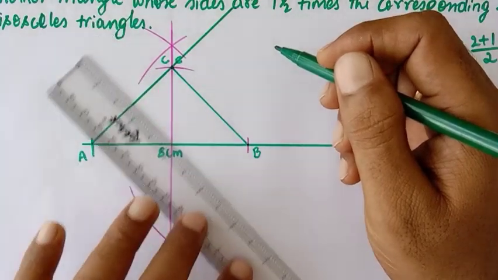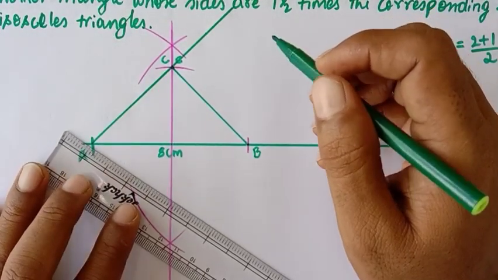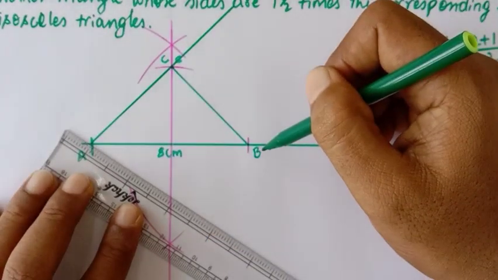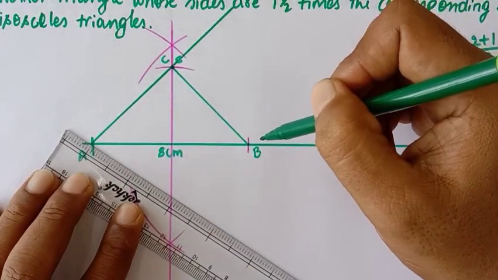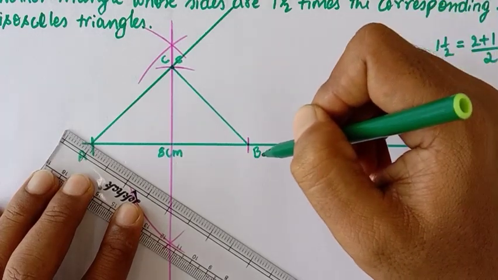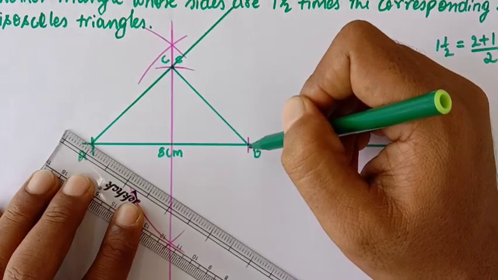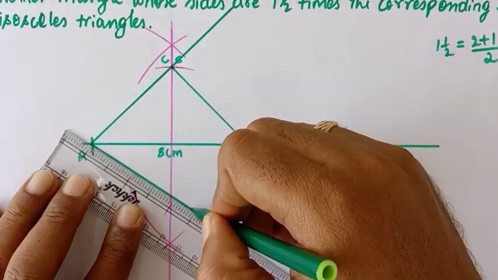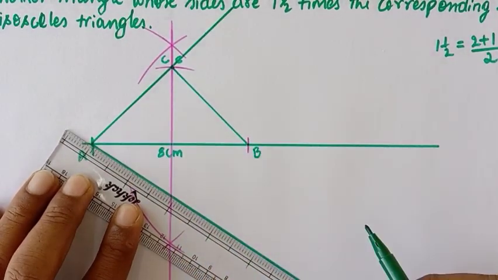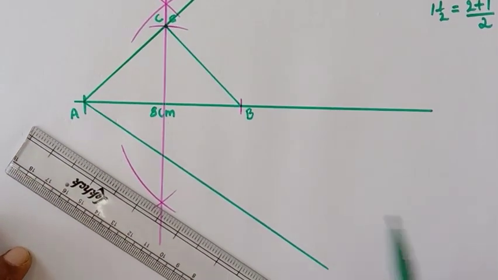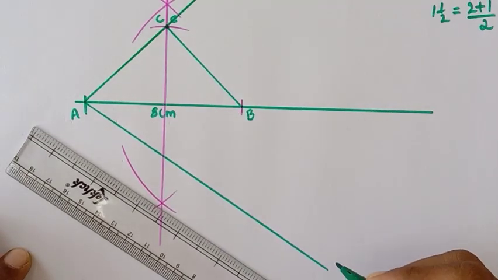And now, next I will be drawing a line which forms an acute angle. The acute angle means an angle which is less than 90 degrees. Which measures less than 90 degrees and greater than 0 is called an acute angle. And I will be drawing a line here which forms an acute angle with AB, and I will name this point as X.